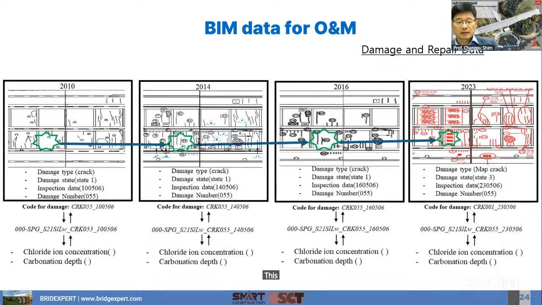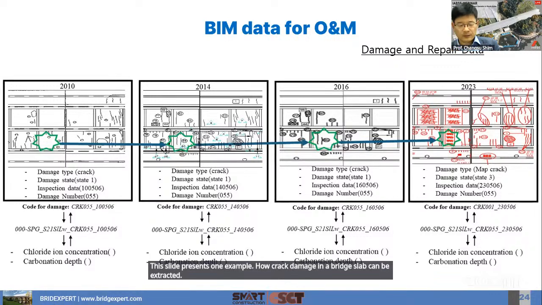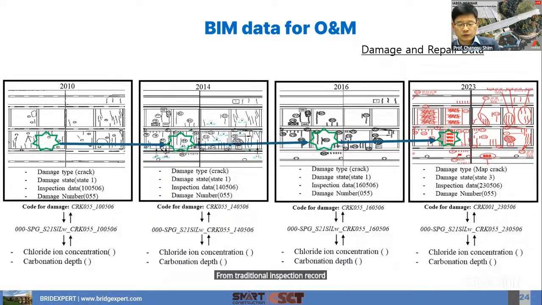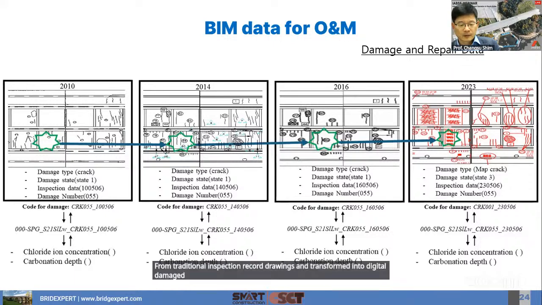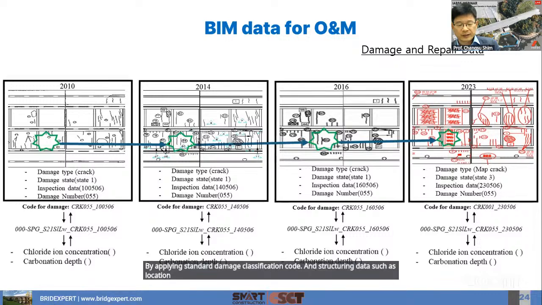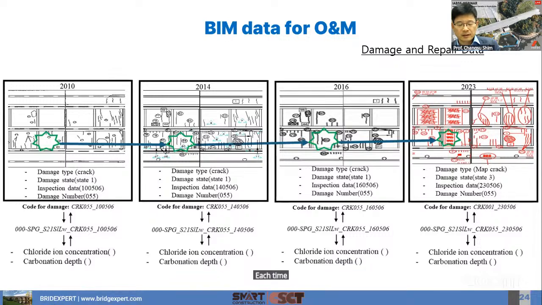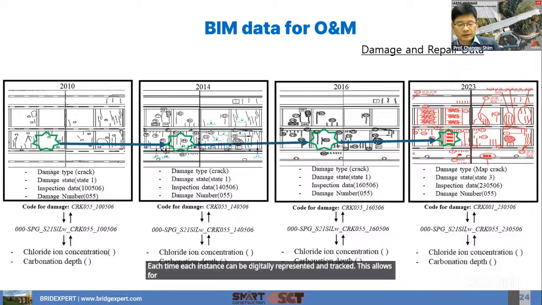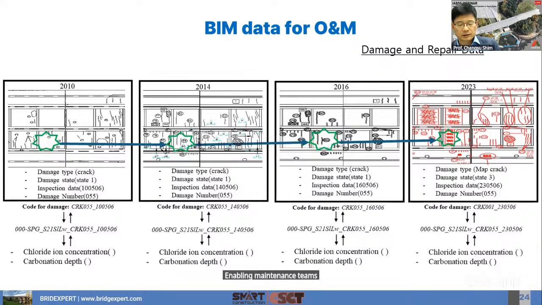This slide presents one example of how crack damage in a bridge slab can be extracted from traditional inspection record drawings and transformed into a digital damage object. By applying a standard damage classification code and structuring data such as location, type, and severity, each damage instance can be digitally represented and tracked. This allows for modeling the progression of individual damage over time, enabling maintenance teams to assess deterioration trends with greater accuracy.